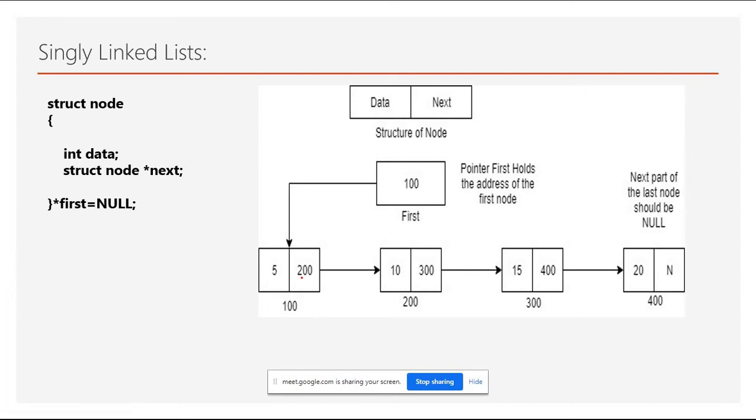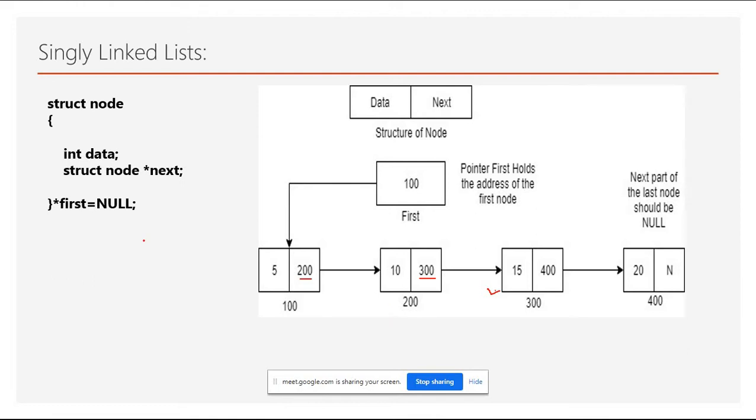So here 20 is the address of another node, the next node. Similarly, this node has one more address, 300, and that address is the address of the next node. So basically in the singly linked list every node has a single link, and that is the link of the next node.